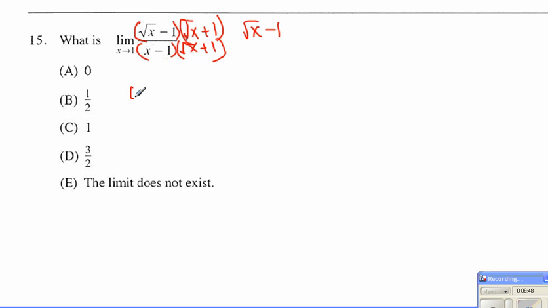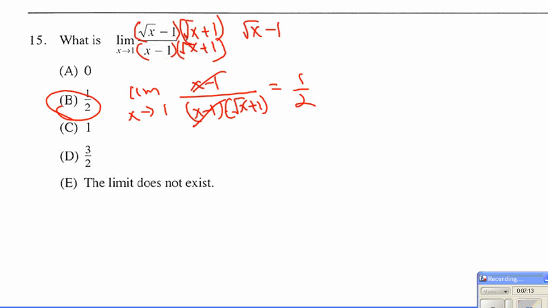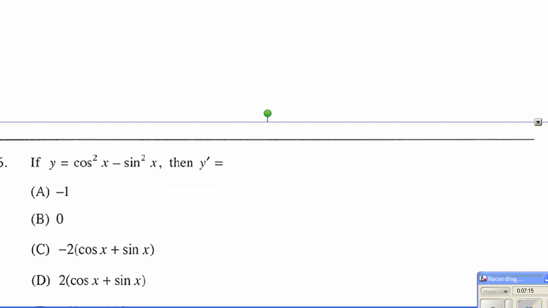Then we get the limit as x approaches 1. On the top we get x minus 1. On the bottom we have x minus 1 times radical x plus 1. And as you will realize, these two cancel out. So we end up having 1 over radical x plus 1. As x approaches 1, this will become 1 half. So choice B becomes our answer.